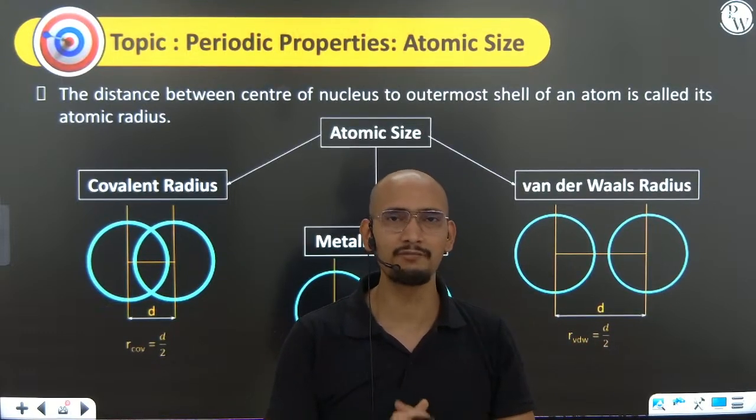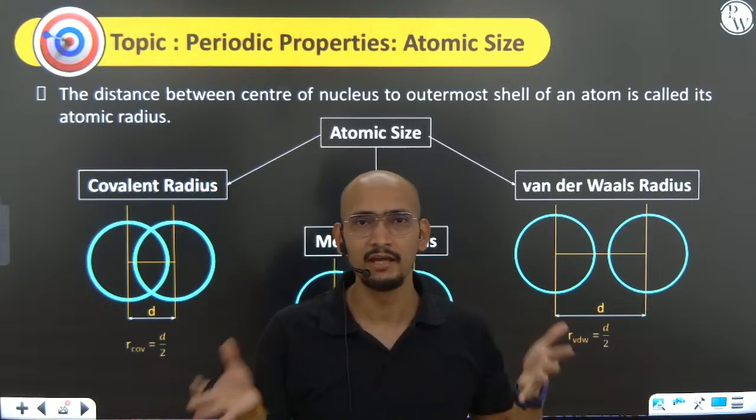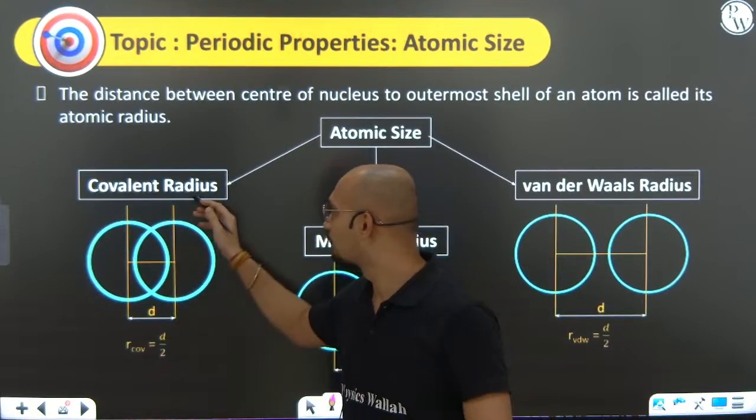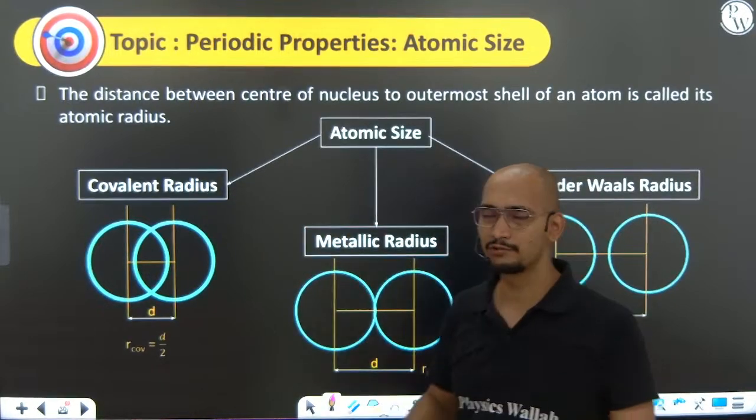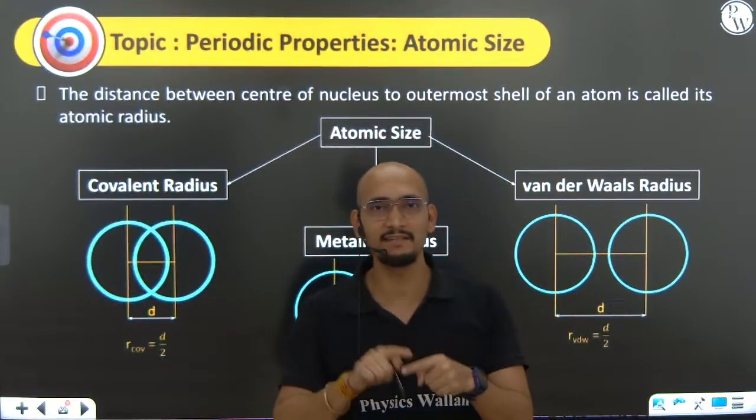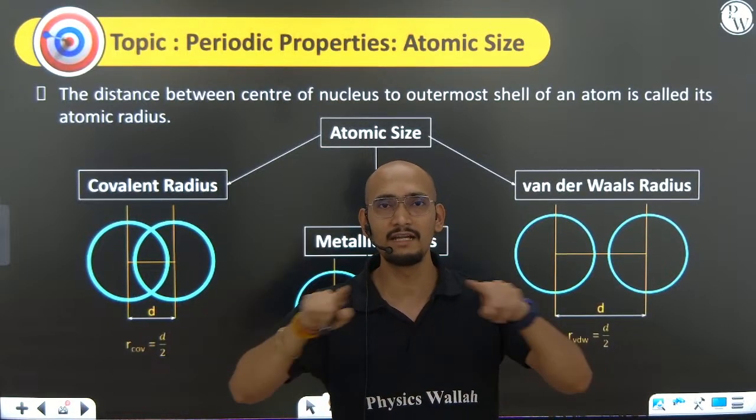In this bonded form, on the basis of the type of bond, there are three types of radius: covalent radius, metallic radius, and van der Waals radius. Now, covalent radius applies whenever there is any substance or element that is covalently bonded.